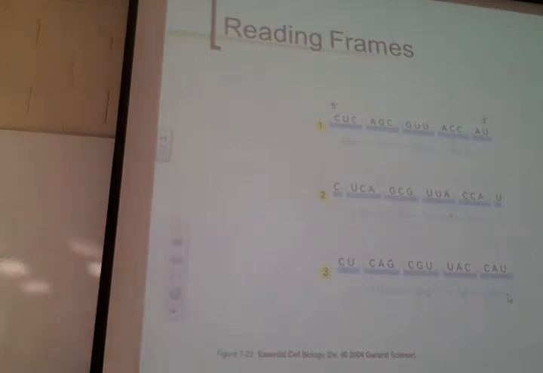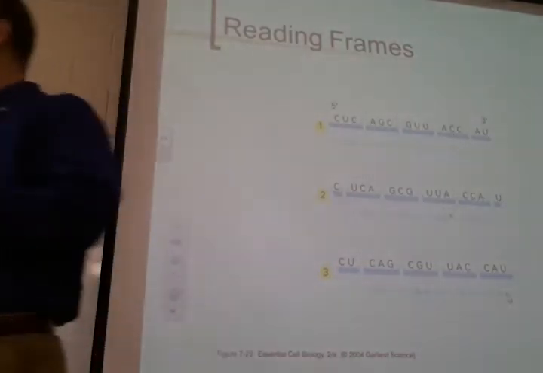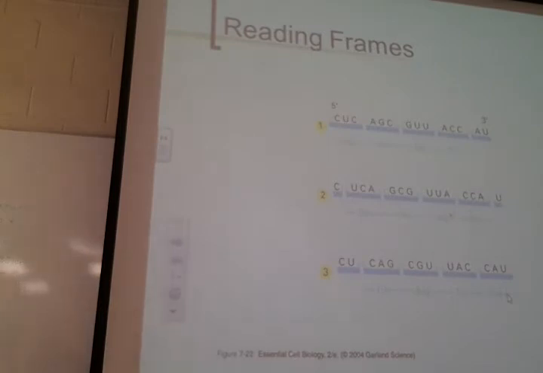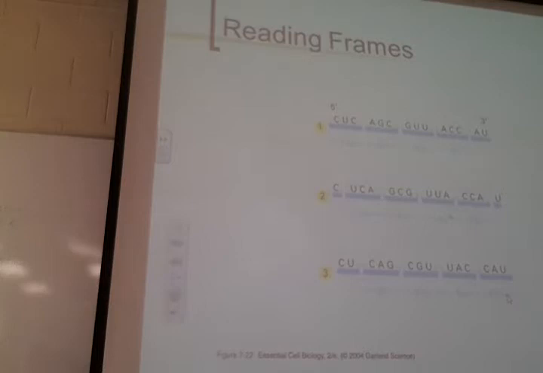Okay, so far so good? Making sense? We have a triplet code, a redundant code with start and stop, translational start and stop codons that is nearly universal. And another characteristic that they initially thought was always true, but has since shown not to be, is the idea of non-overlapping.